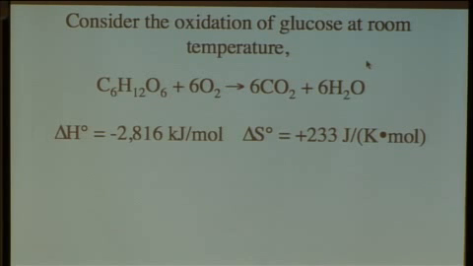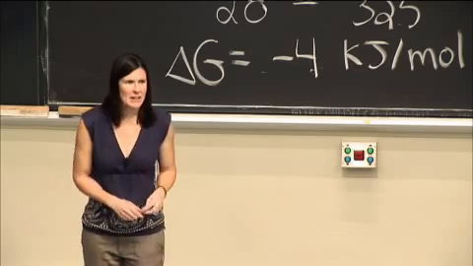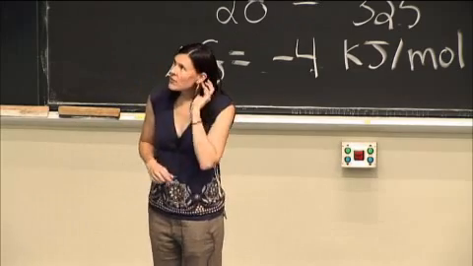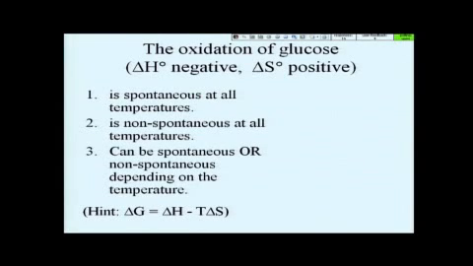So before we actually do this calculation, let's go to a clicker question, and I want you to think about what's happening here. If you're thinking about the oxidation of glucose and what the sign is of the change in enthalpy and the change in entropy, which of these statements is true? Is it going to be spontaneous at all temperatures, non-spontaneous at all temperatures, or will it depend on the temperature whether this reaction is spontaneous or not spontaneous? So remember, this is our relationship here. So let's go ahead and just take 10 seconds on this one.